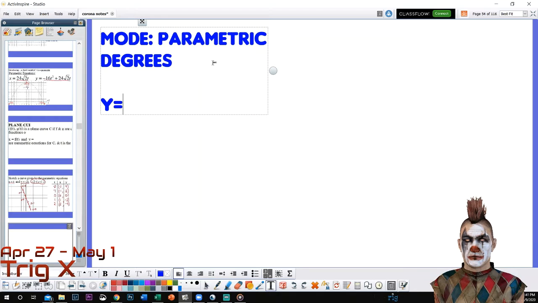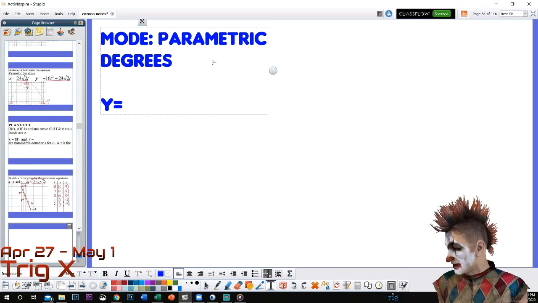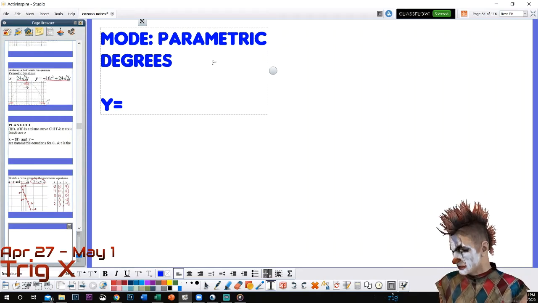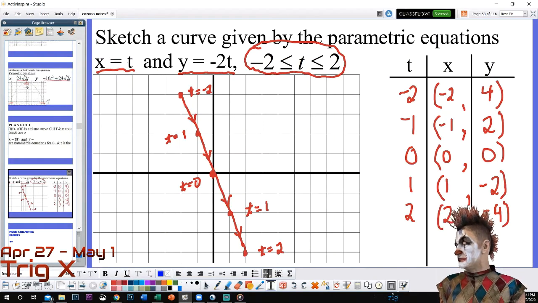Once you're there, clear out anything, and you should notice something crazy has happened. Instead of our normal y1, y2, and all that stuff, we now have an x and a y, right? So after the x equals, you've got that little t down there. That just means your variable is going to be t. So after the x equals, you're going to put in the x equation. In this case, it was just t.